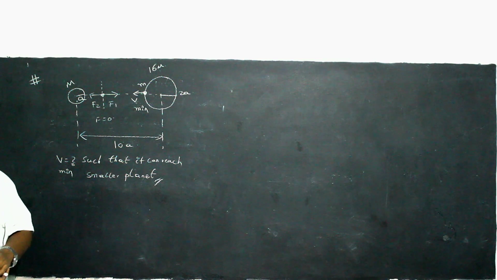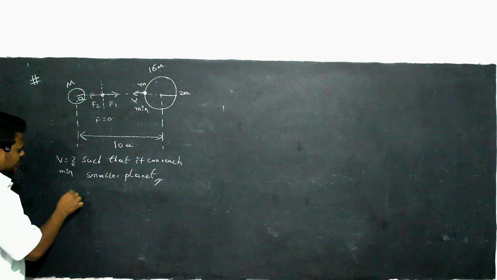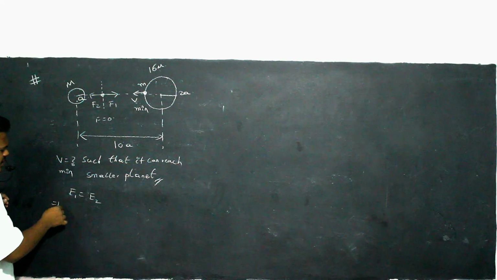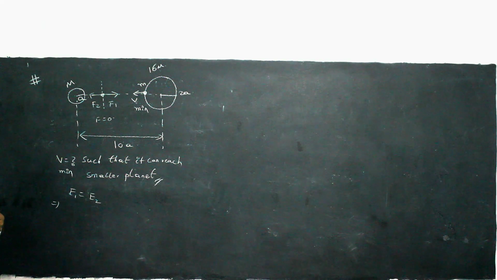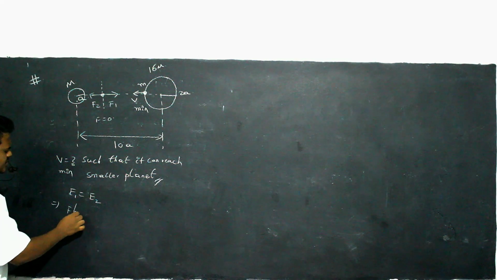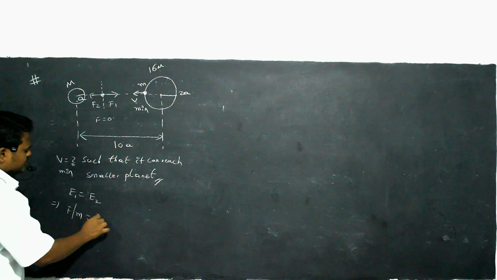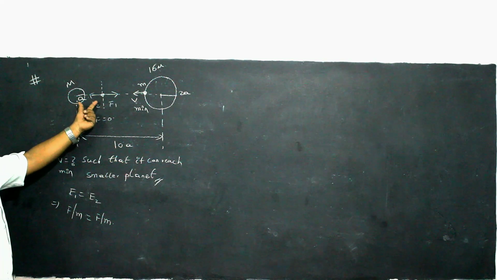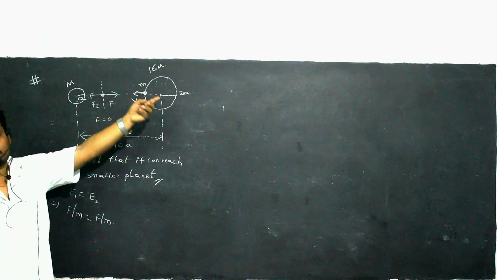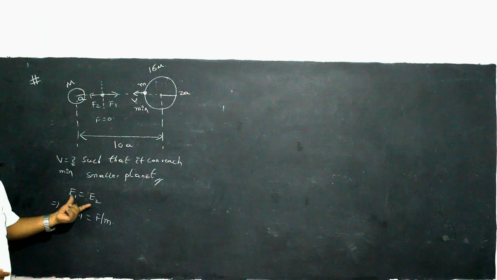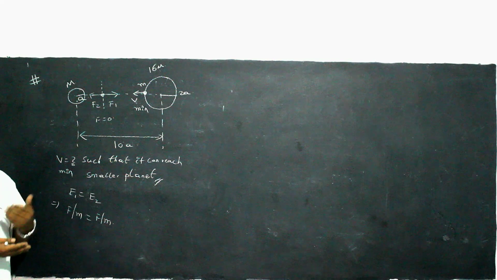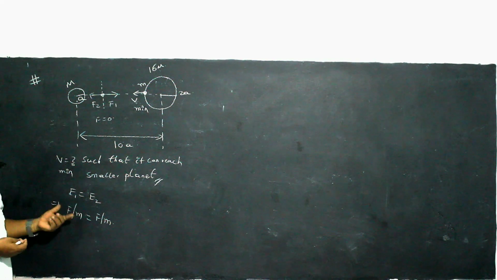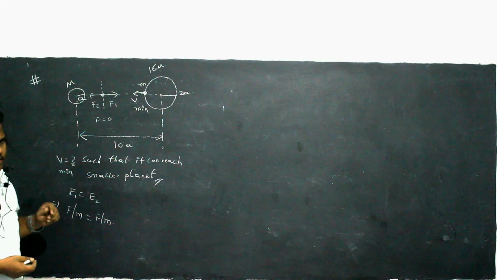How can I calculate? Very easily, I can calculate if I take E1 is equal to E2. What is meant by E1 equals E2? Gravitational field intensity, which is the force experienced per unit mass. This is also force experienced per unit mass. So if the force experienced per unit mass due to this planet and due to the other planet are equal, then I can say field intensity is equal. That is the definition of field intensity. By directly equating F1 and F2 you can also do it. I am doing it with this method.